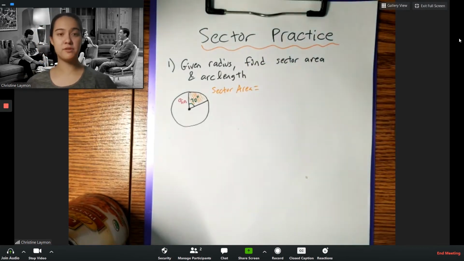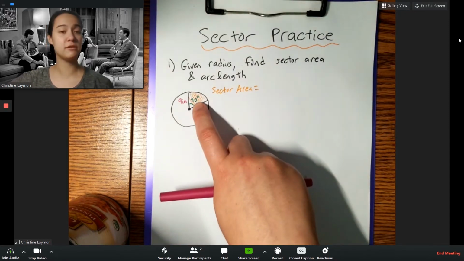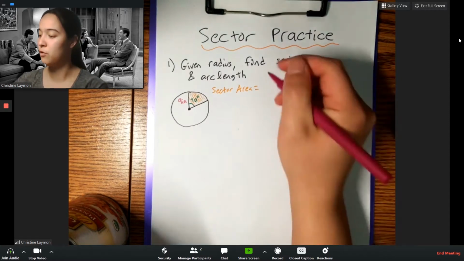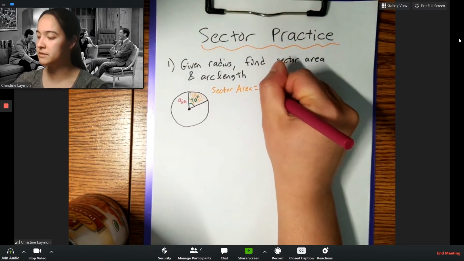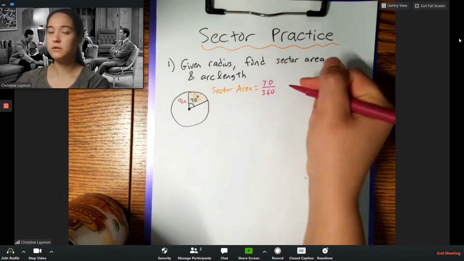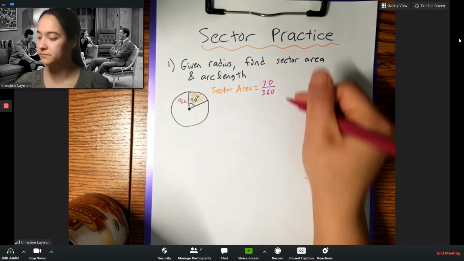equals, and this is always going to be the fraction that you care about times the entire area. And that fraction that we care about is central angle divided by the full circle. Because this is in degrees, we're going to do 70 over 360. So 70 over 360.